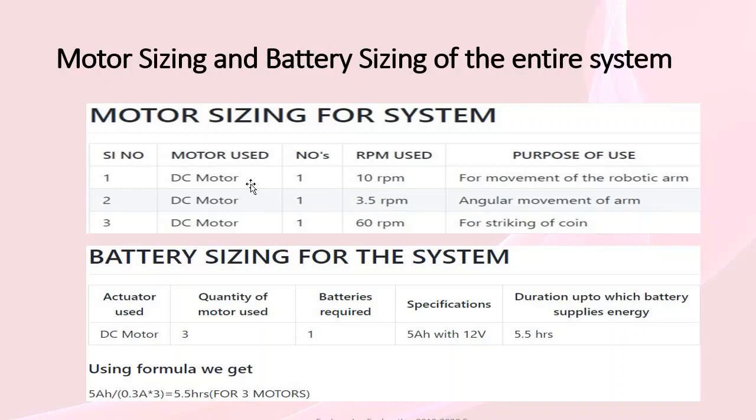This is the motor sizing for the system. For the battery sizing, the actuator that we are using is a DC motor, and the quantity of motors used is 3, and the battery required is 1 with the specification 5 ampere, 12 volt. The duration up to which the battery supplies energy is 5.5 hours. So this was all regarding the circuit diagram, flow chart, bill of materials, motor sizing and battery sizing of the entire system. The next part will be explained by Varun.